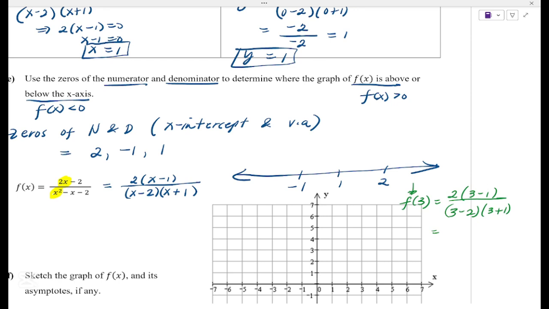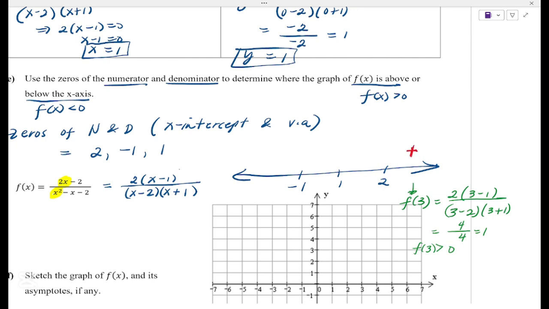So this is 2 times 2 is 4. So we have the numerator, which is equal to 4. And then the denominator is, this is 1 and this is 4, so 4 over 4. So 4 over 4 is equal to 1. F of 3 is positive. So we know that the sign analysis here is positive.